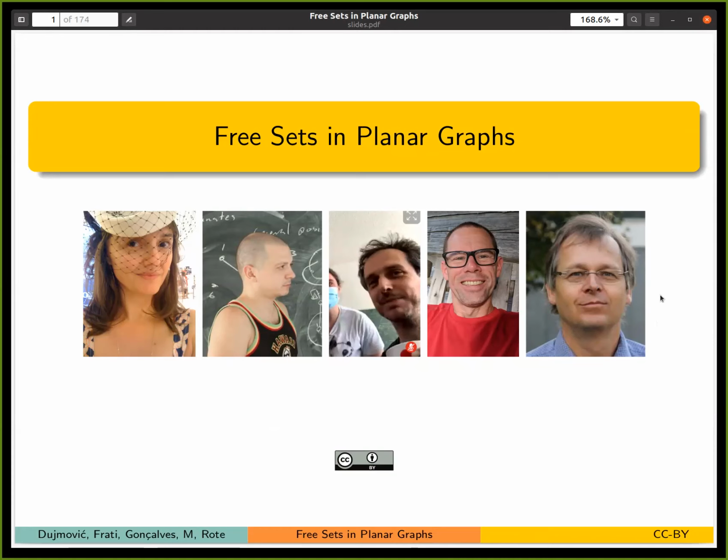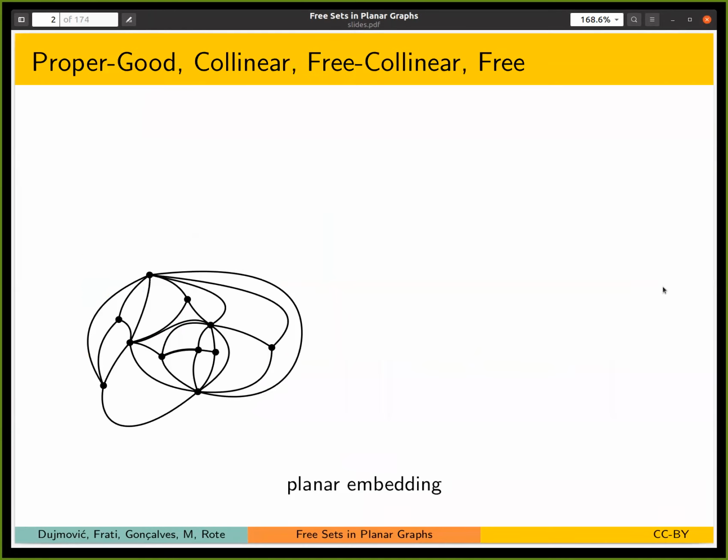So the title of the talk is Free Sets in Planar Graphs, and I'll tell you what free sets are shortly. But first, let's look at a couple of related notions. So this is just a picture of an embedded planar graph drawn in such a way that none of the edges cross each other. So it's the sort of thing we're used to. Notice that the edges are not necessarily straight lines.